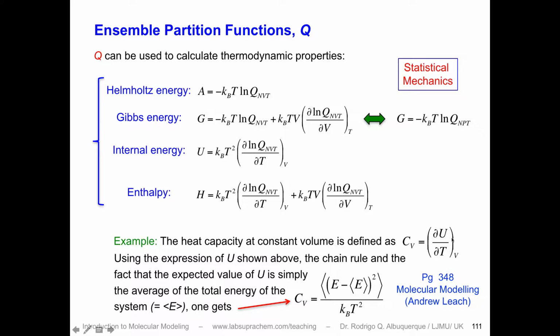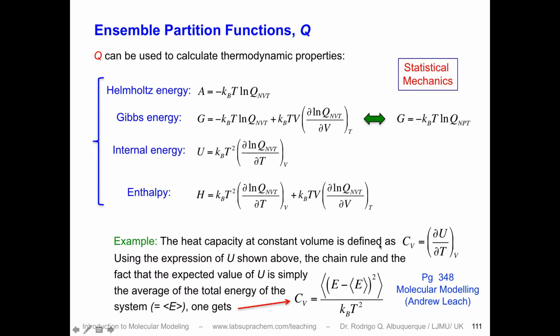You can just, based on this expression here, use the expression of U shown here for the canonical ensemble. The chain rule, so some knowledge of the chain rule is necessary, and the fact that the expected value of the internal energy is simply the average of the total energy of the system. So when you calculate the average of the total energy of your system, you just can use it inside this expression to get the CV. And how to predict this expression here from these two, this and this, you can see at page 348 of the molecular modeling book of Andrew Leach.